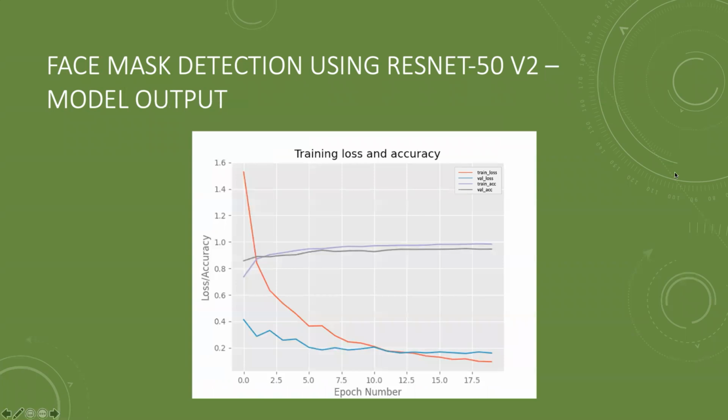This is the plot for training loss and accuracy, where with the higher epoch numbers, the accuracy has increased for both training and validation steps. We have achieved highest validation accuracy with this model.